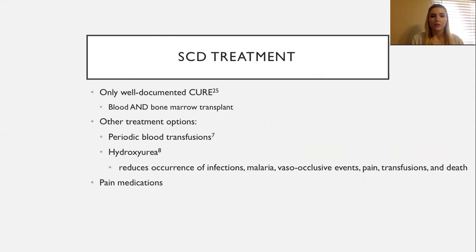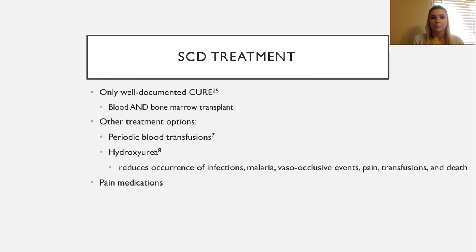So the only documented cure for sickle cell disease is to get a blood and a bone marrow transplant. There are a lot of limitations to this. It's very expensive. It's very hard to find a good donor, and it's not typically done in adults. It's usually only done in children.